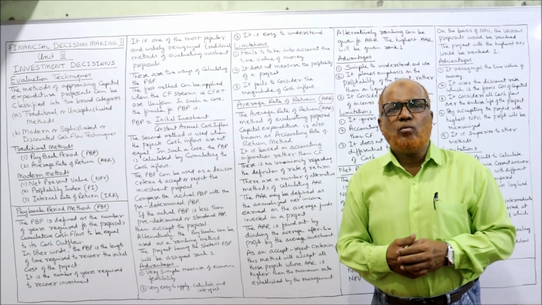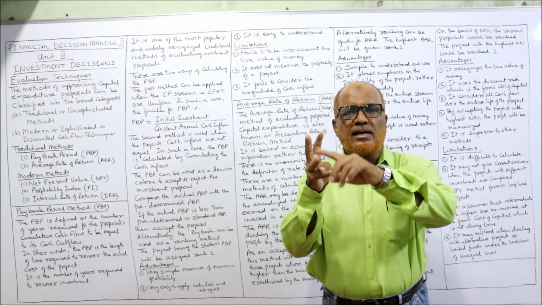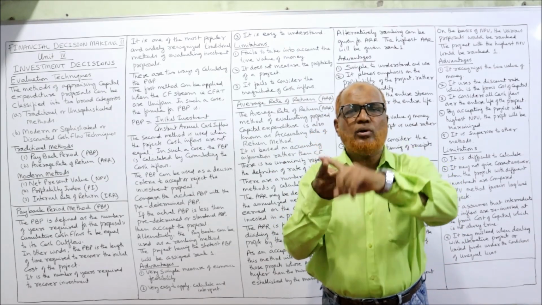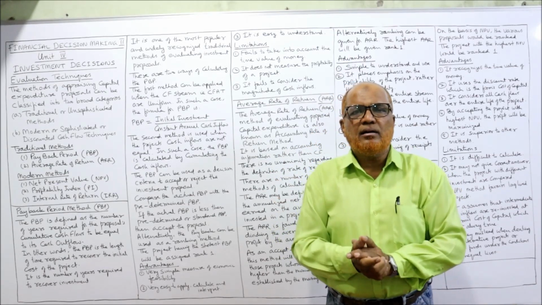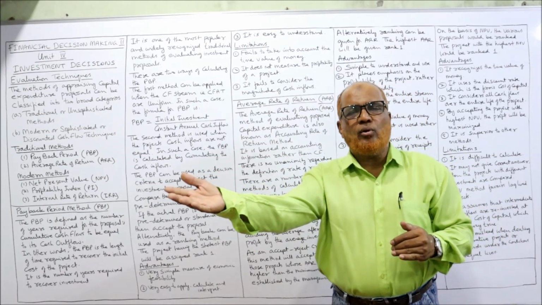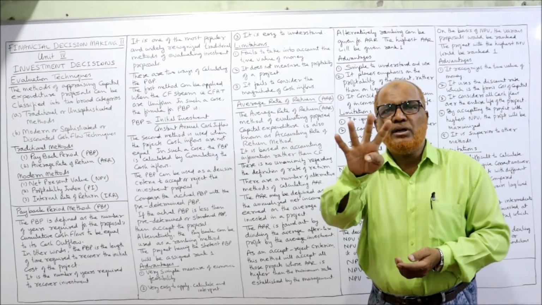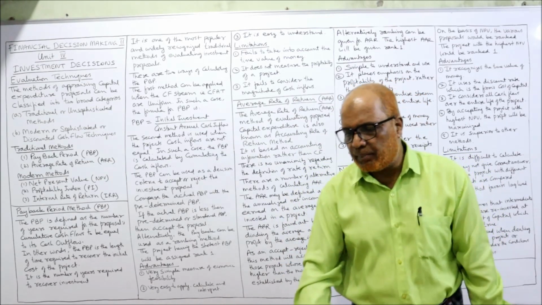So how many years do we require to recover our 1 lakh rupees? 4 years. First year 25,000, second year 25,000, third year 25,000, fourth year 25,000. Total 1 lakh. So total 1 lakh rupees cash inflow, 1 lakh rupees cash outflow. That means PBP is 4 years. Length of time is 4 years. That is called payback period.